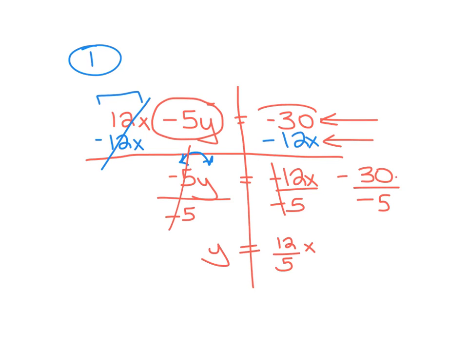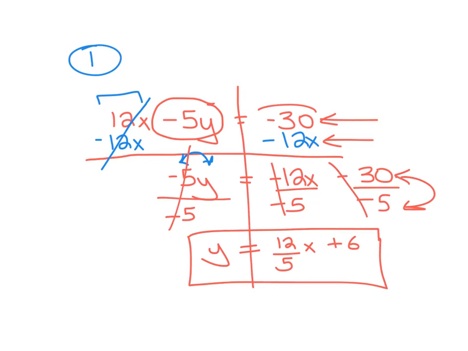Now, 30 divided by 5 is 6, and you can use a calculator to check that. So I would get 6. And a negative divided by negative is positive. So -30 divided by -5 is positive 6, which I would write as plus 6. So my answer in slope-intercept form is y equals 12 over 5x plus 6. And this is slope-intercept because I have the y by itself on the left side of the equal sign. I have my x, and then I have my regular number.